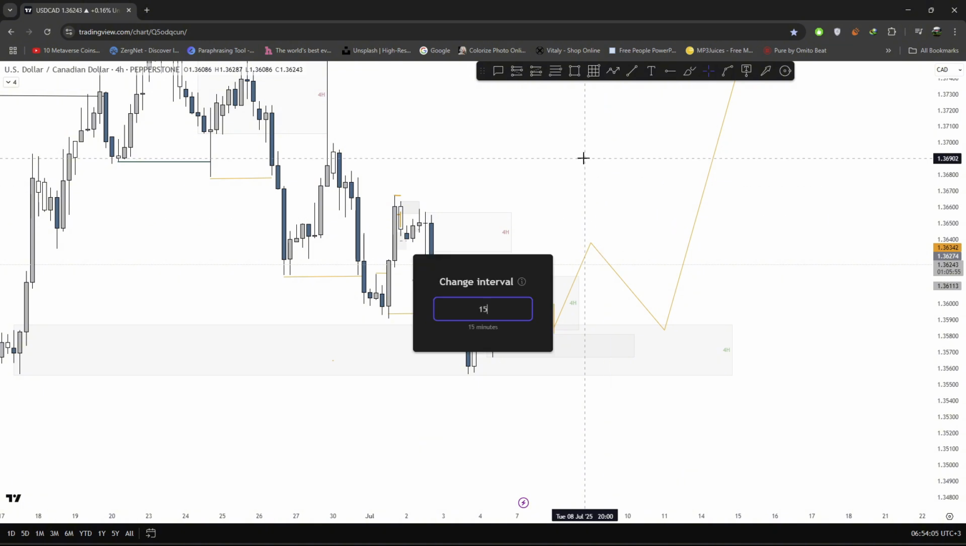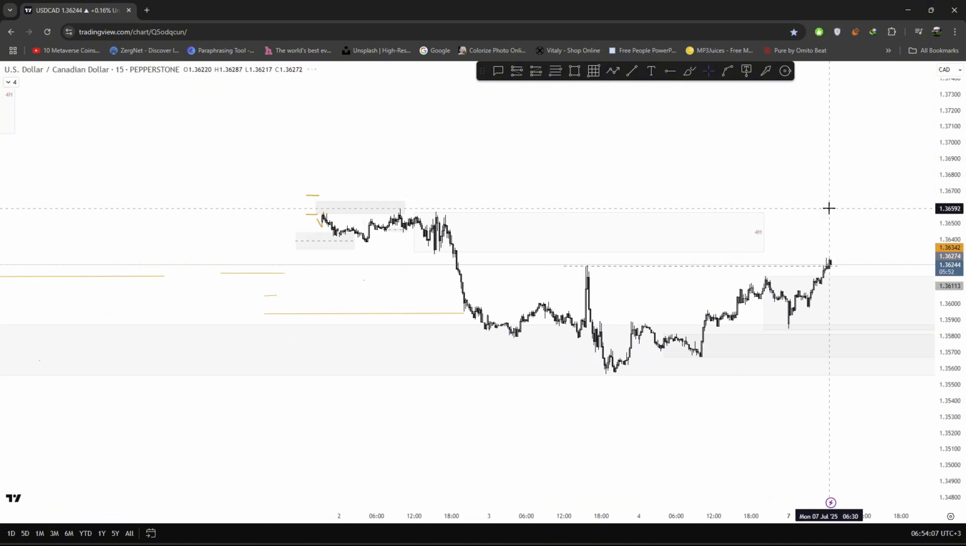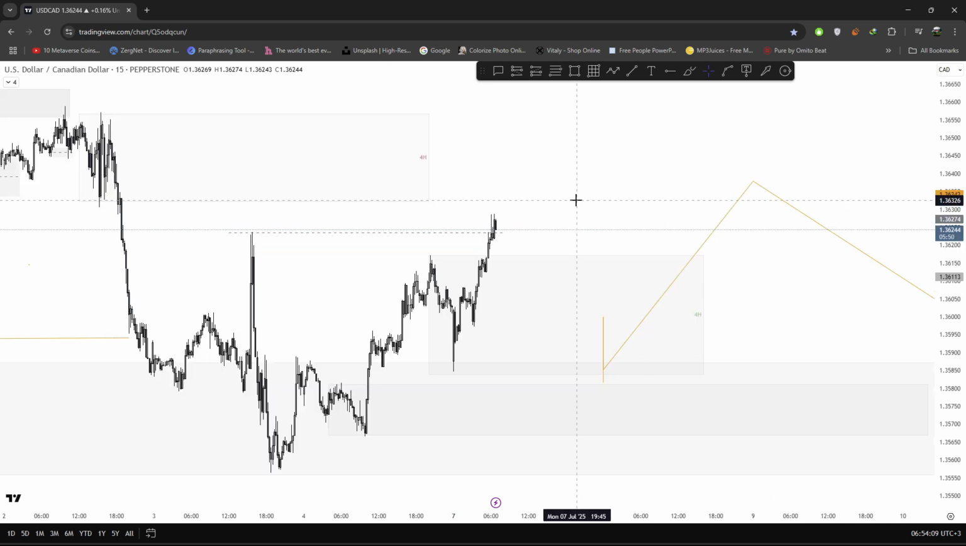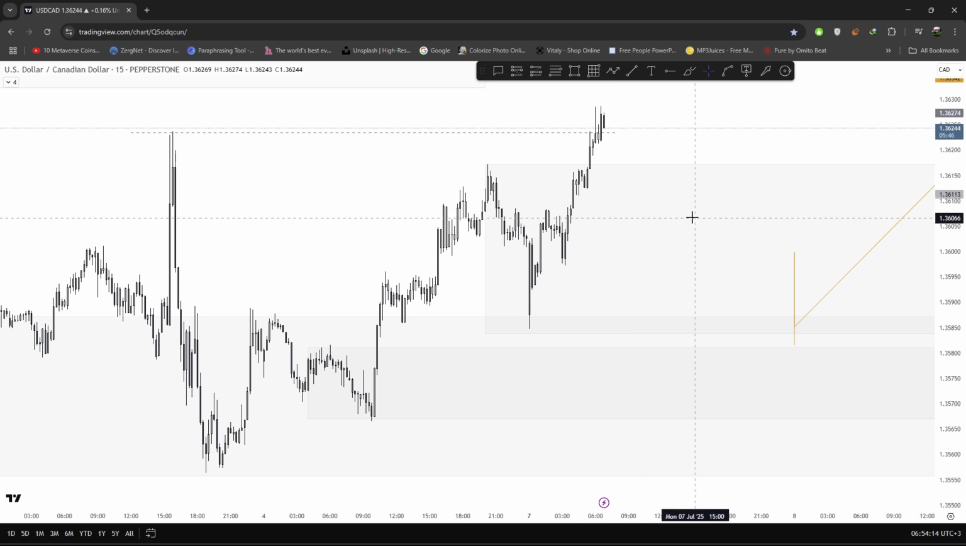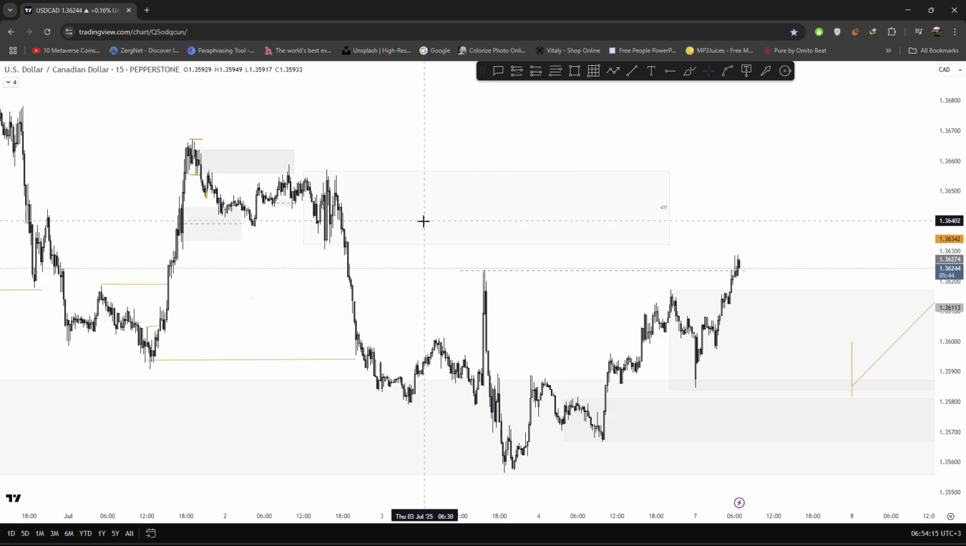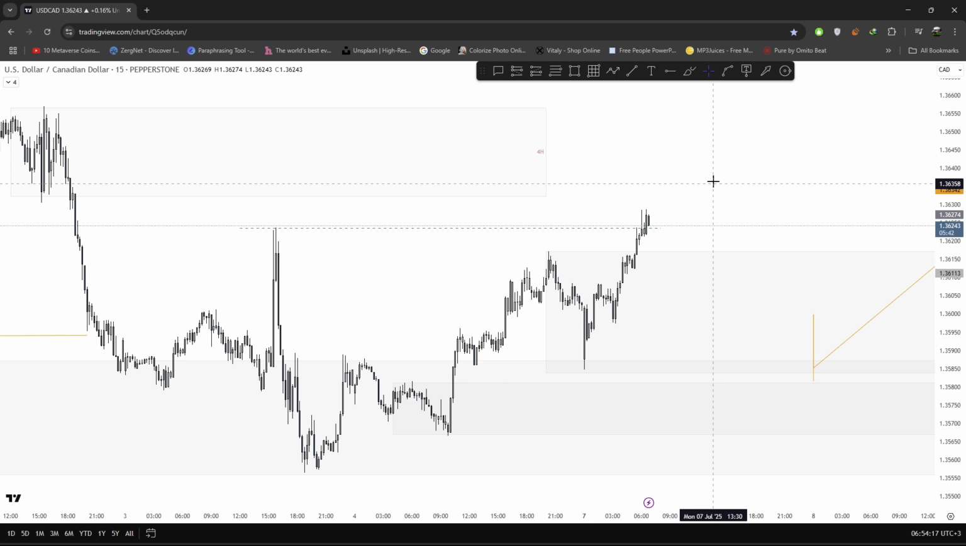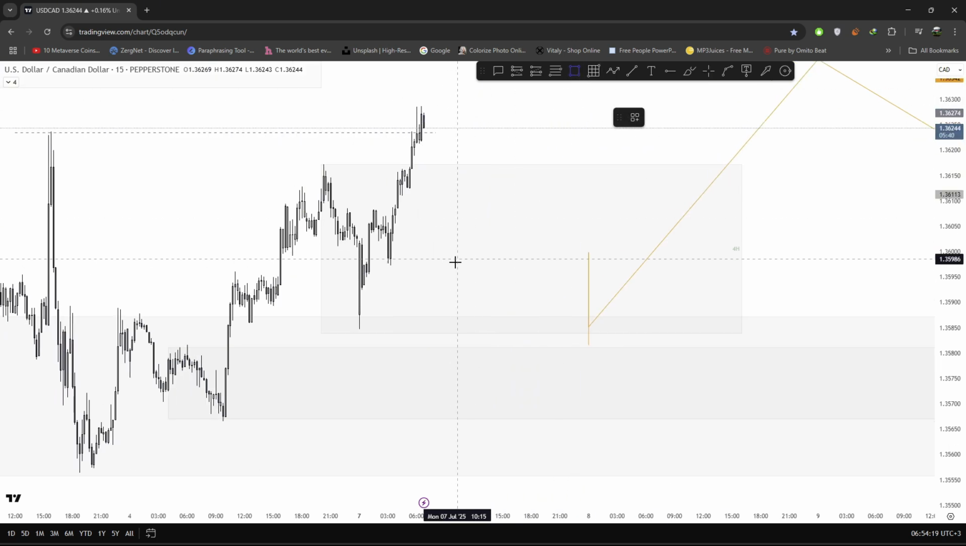On the 15 minutes, let's see what's going on. Yeah, we'll be looking for price to react off of this area right here. So that's an area right there. A reaction, we can see that price pushed to the upside. Buyers had already stepped into the market aggressively, which is good.